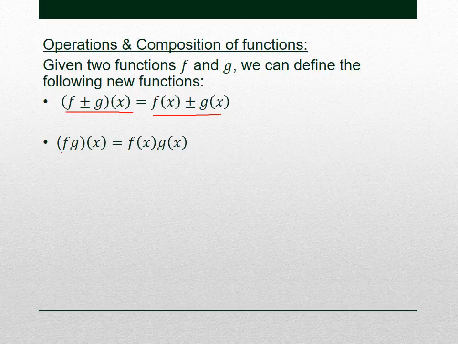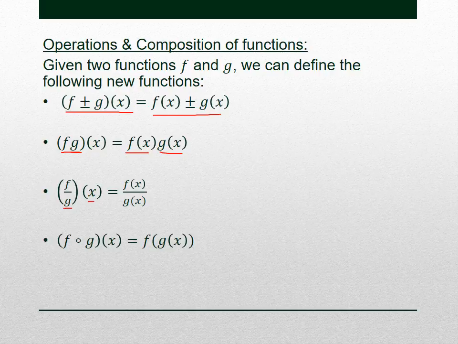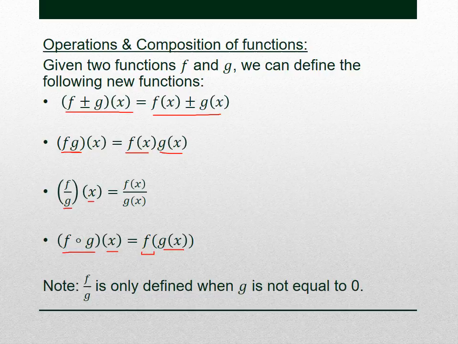If you have two functions and you write this symbol f times g of x, that means you do f of x and then multiply that by g of x. If you have f divided by g of x, that means you take f of x and divide by g of x. One important thing here is that this is only defined whenever g of x is not 0, because we're not allowed to divide by 0. And then this symbol, that little circle, is a composition. So this reads f composed with g, or f of g of x. It means that you take g of x and plug that into f of x.